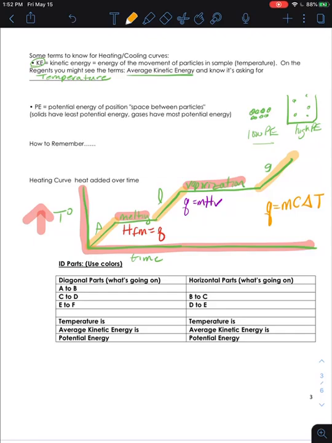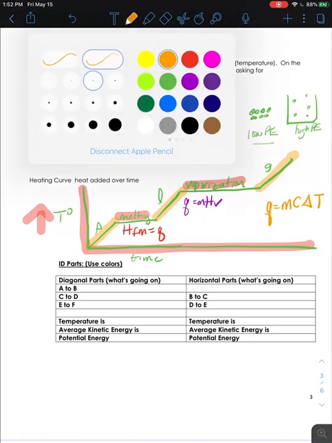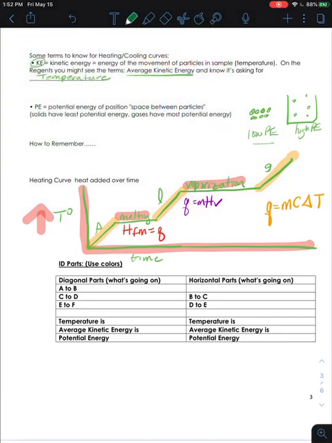Okay. So how can you remember some of these? That's a lot of information to remember. So let's just kind of identify a couple parts here. Okay. A to B. We'll say that this is A and this is B. So what's going on there? From A to B, you have basically a rise in temperature. So we would say that we have an increase in kinetic energy.